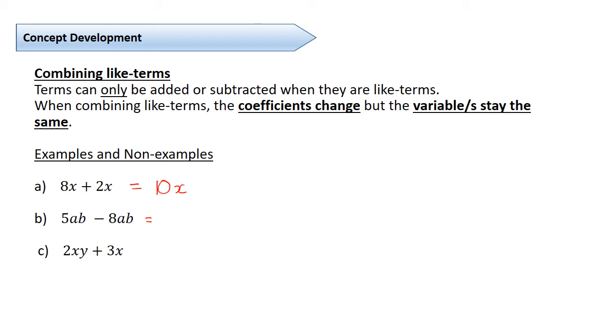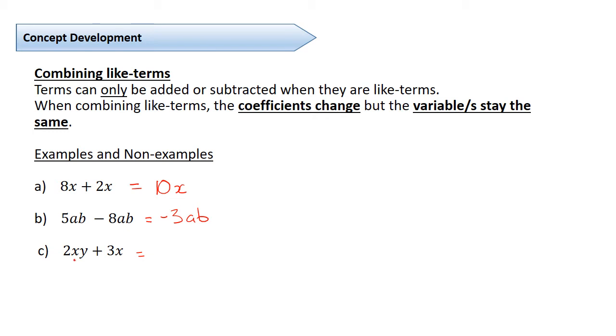5ab, I take away 8ab. I just simply add or subtract those coefficients, those numbers out the front. 5 take away 8 is minus 3ab. This one here is that tricky question because they're not like.